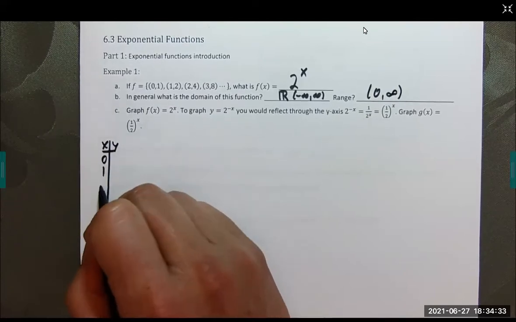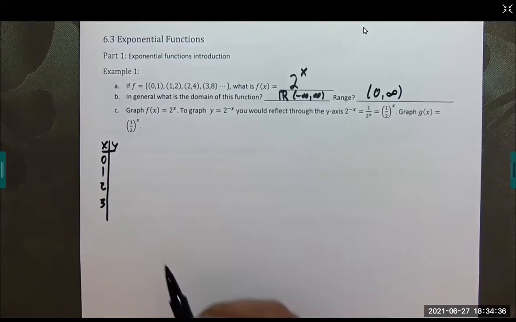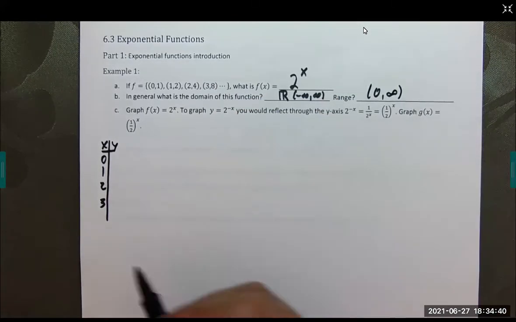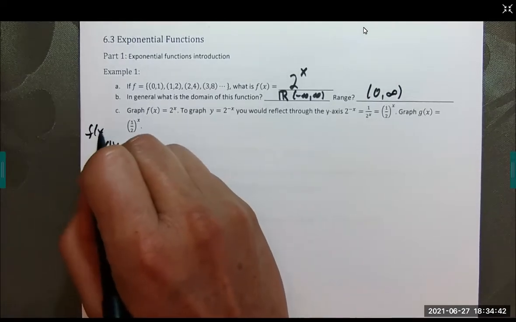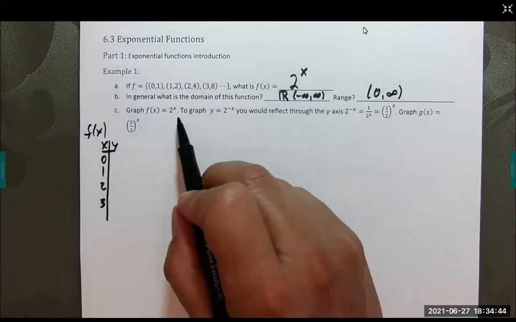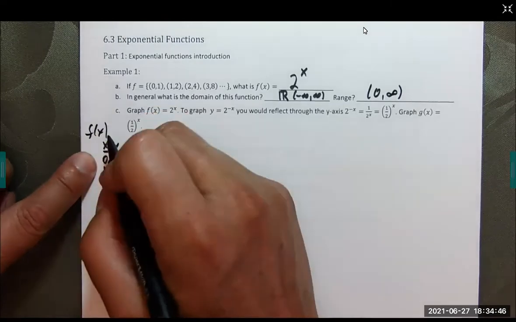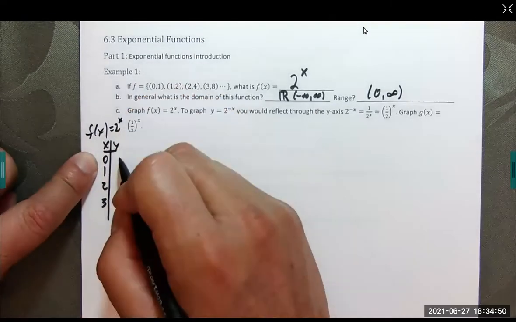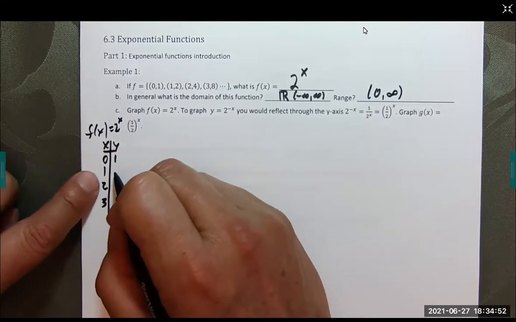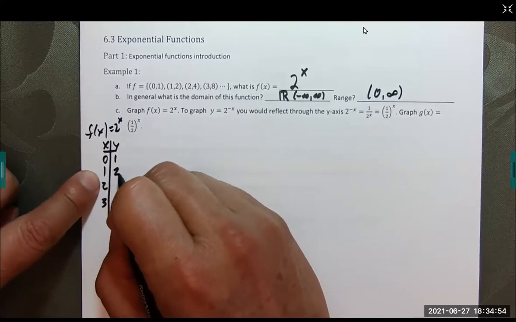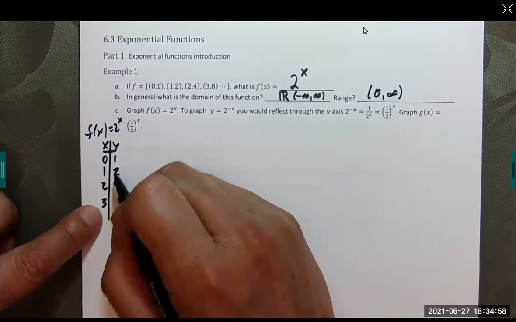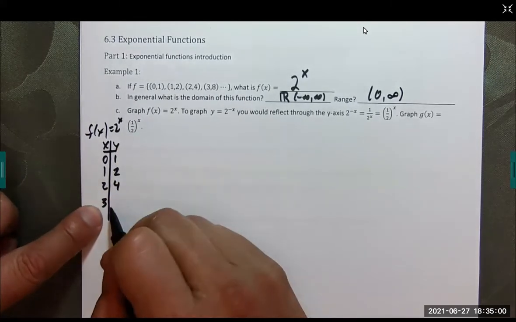0, 1, 2, 3. So this is f versus g. So this is f of x, which equals 2 to the x. So when x equals 0, y is 1. When x is 1, y is 2. X is 2, 2 squared is 4. X is 3, 2 to the third power is 8.